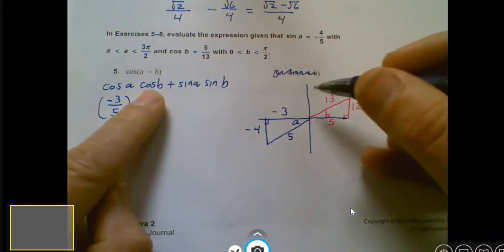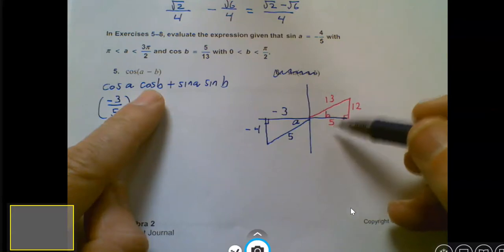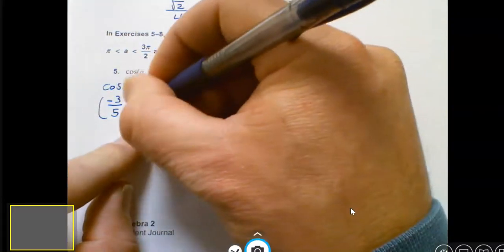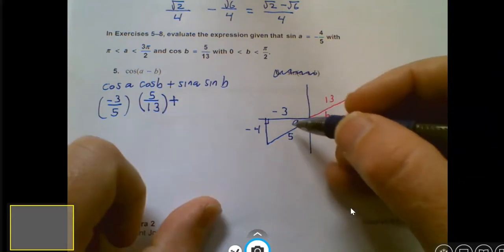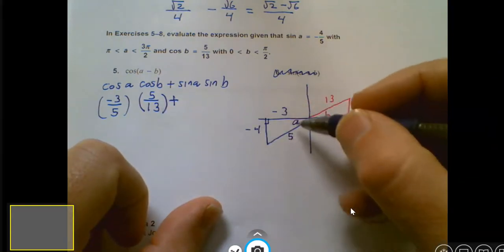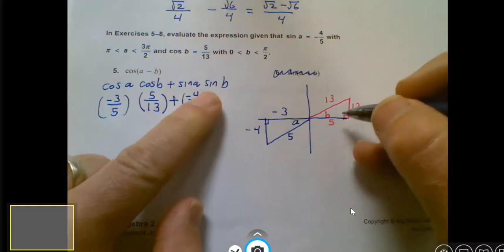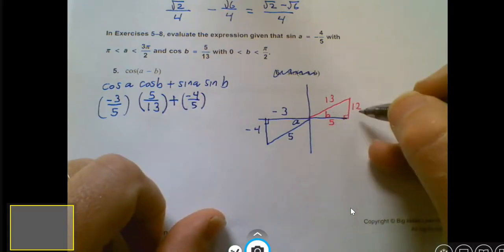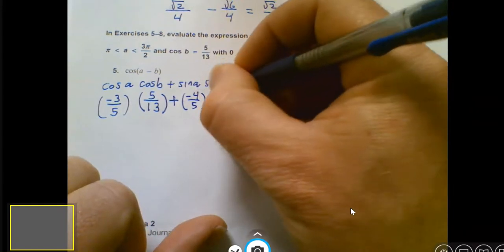Cosine of B, which they've already told us is 5/13, but you can see it here as well, adjacent over hypotenuse. My sine of A, they told us right here was negative 4/5, and I can see that within my triangle as well. The one we had to find with the triangle was the sine of B. So from here, my sine would be opposite over hypotenuse, so 12/13.